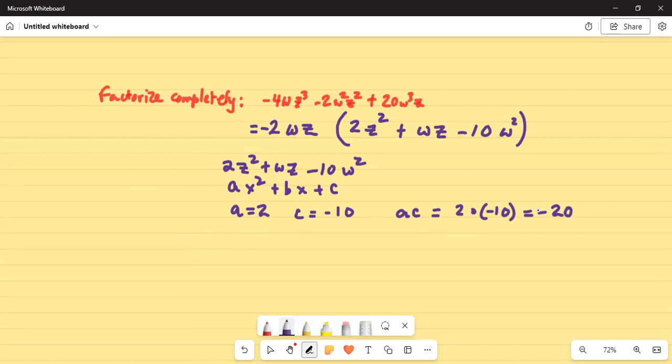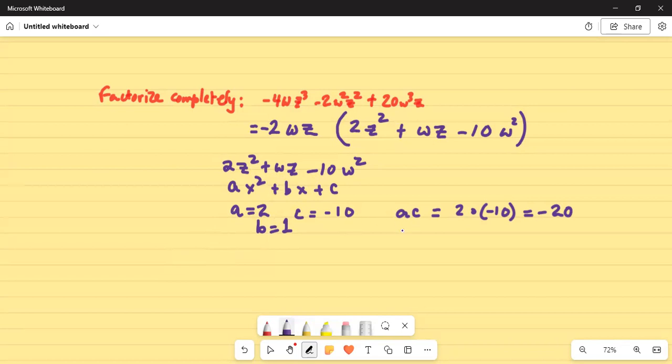Remember the rule, we have to factorize AC in such a way that when added together, the factors give us the coefficient of X, or B in this case. Now, we are taking WZ as X, okay? So B is 1. Why? Because it's 1WZ. So A is 2, C is minus 10, B is 1.